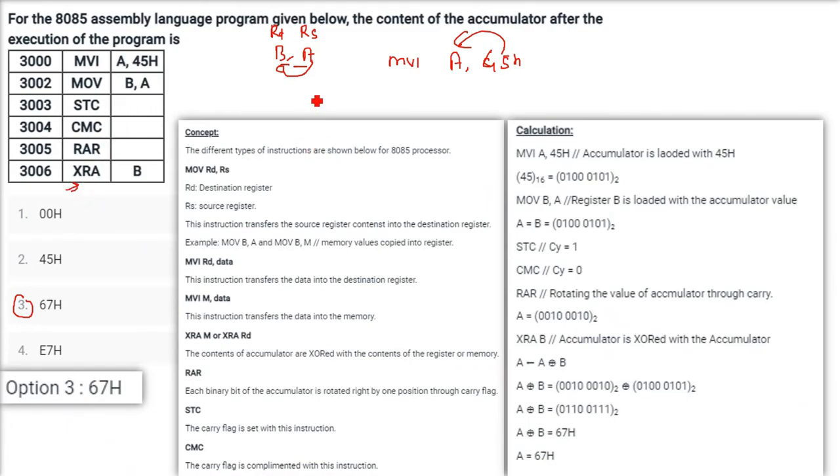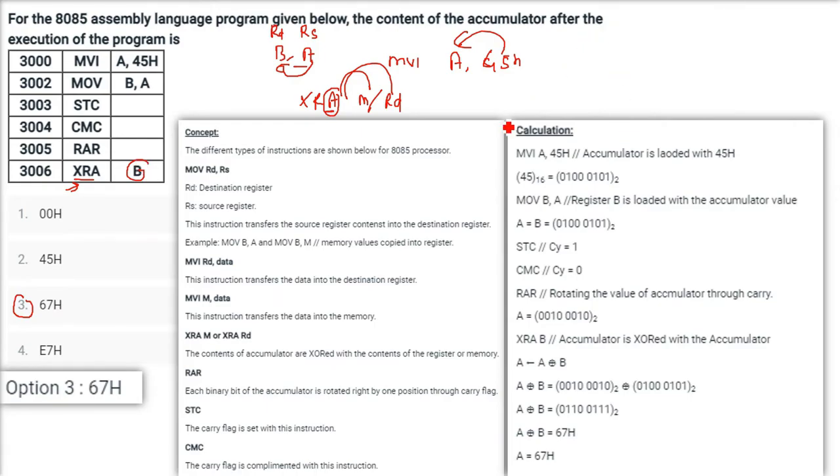XRA. XRA can be with memory, it can be with some register. Okay. So this XRA is nothing but XOR, and A stands for accumulator. So the contents of the accumulator are XORed with the contents of the register or memory. The XOR is simply, if it is 1 and 0 or 0 and 1, it will give you 1. If it is 0, 0 or 1, 1, it will give you 0. Right? So XRA stands for that.